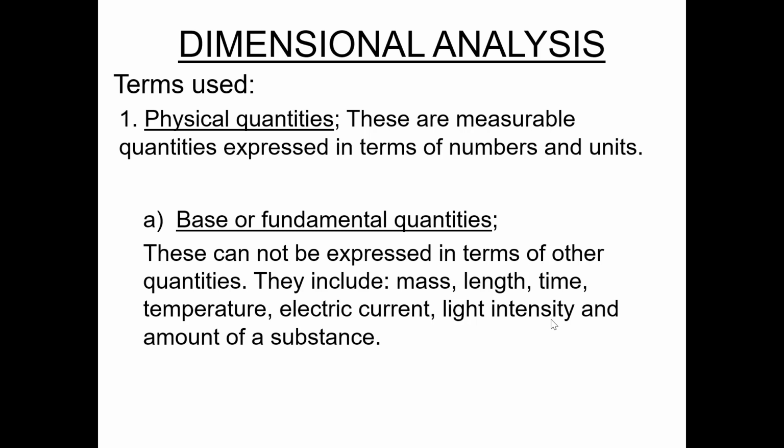Base or fundamental quantities are those quantities that cannot be expressed in terms of other quantities. They cannot be got by either multiplication, division, or any other mathematical expression of other quantities. So those are fundamental quantities, and there are basically 7 of them. We have mass, length, time, temperature, electric current, luminous intensity or light intensity, and the amount of a substance.